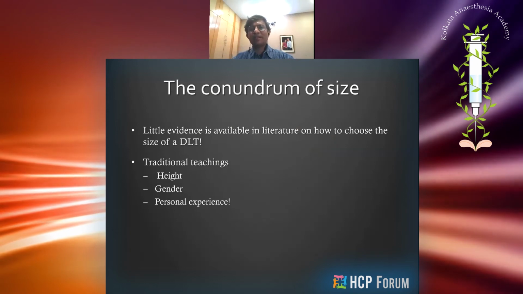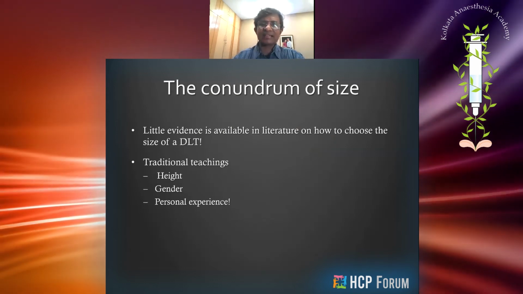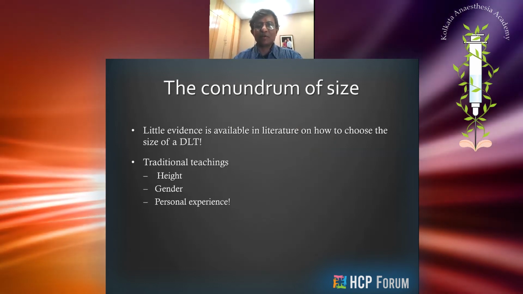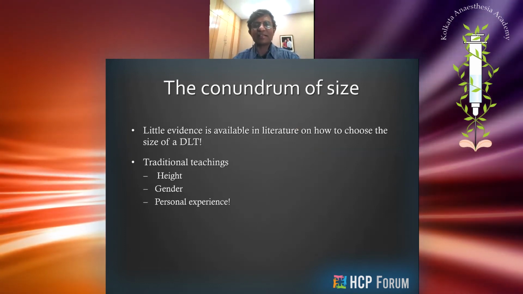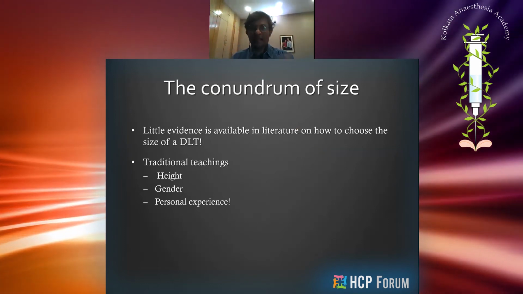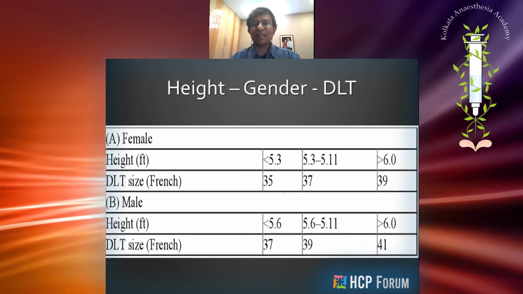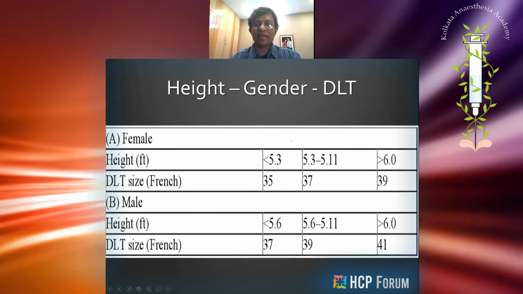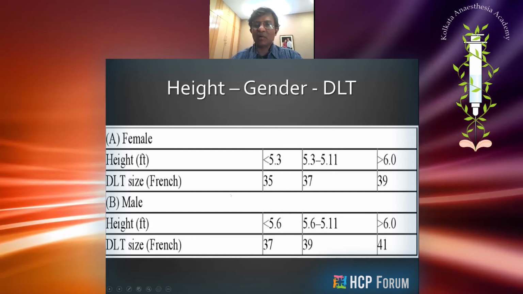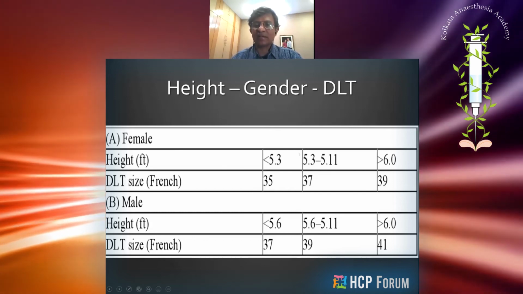Preparation of a double lumen tube, there is the conundrum of size. The traditional teaching is based upon height, gender, and so on. And the classic example has been that if it is in a female with these heights, the ones that can be used are 35, 37, 39.